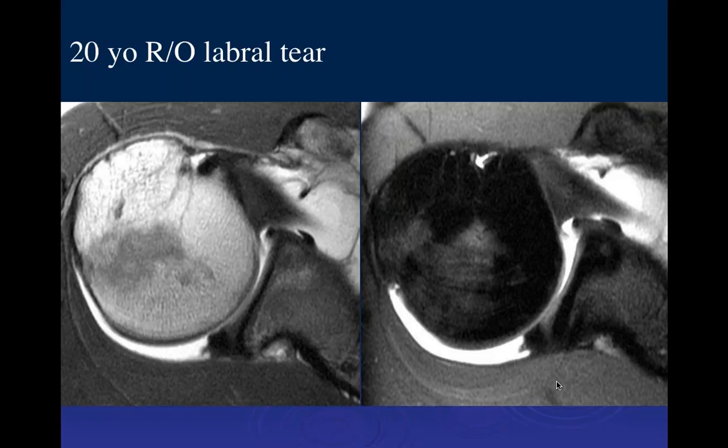So, 20-year-old, rule out labral tear. These are two axial images in a patient who's had an arthrogram, so axial T1 and PD fat-sat. And the anterior aspect of the glenoid has some little bright signal intensity on the T1 and low signal intensity on the PD fat-sat.